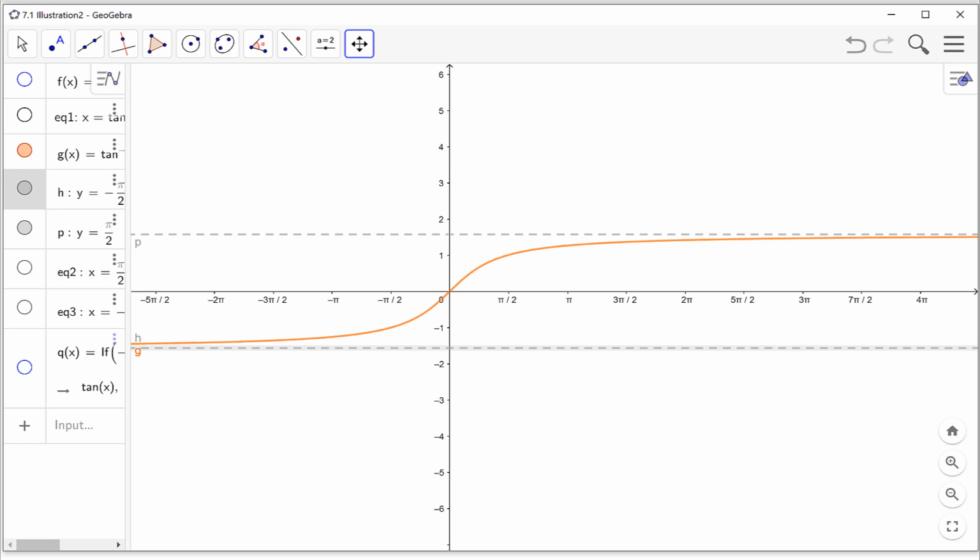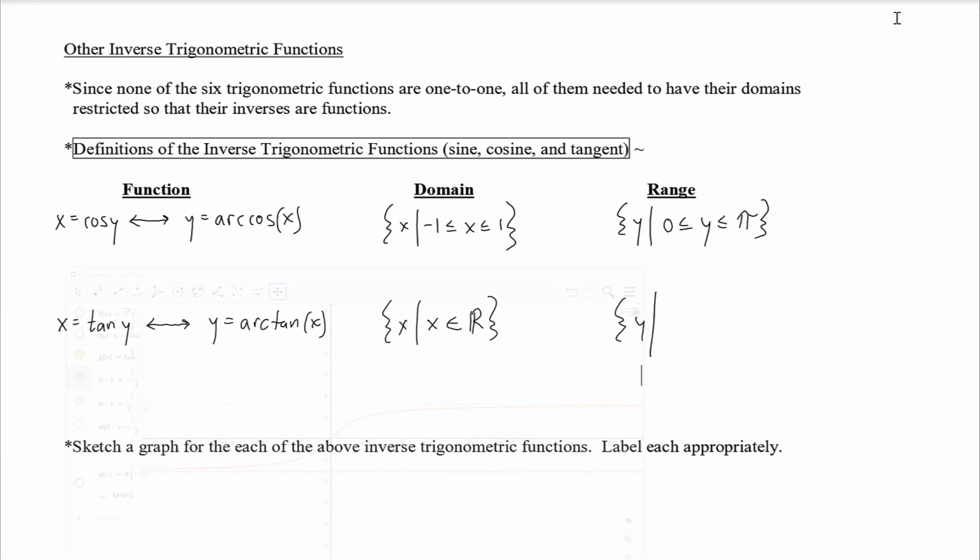All right, let's go back. So we've just seen that inverse tangent can only output negative pi over 2 up to pi over 2. However, those are the locations of asymptotes, so you can't equal those, which should make sense because you weren't allowed to plug in negative pi over 2 or pi over 2 to the regular tangent function. It was undefined, so they can't be outputs of inverse tangent.